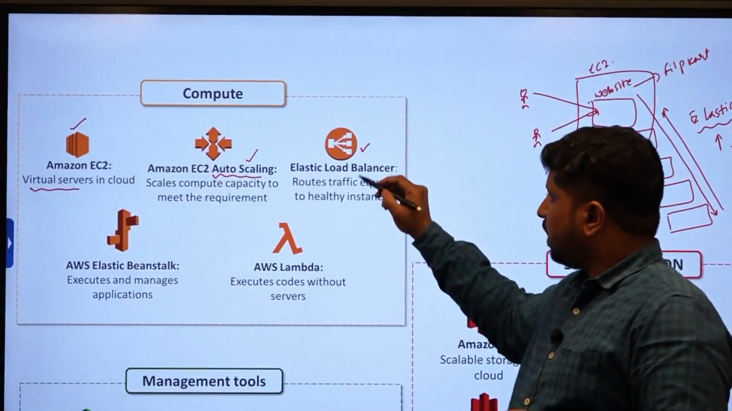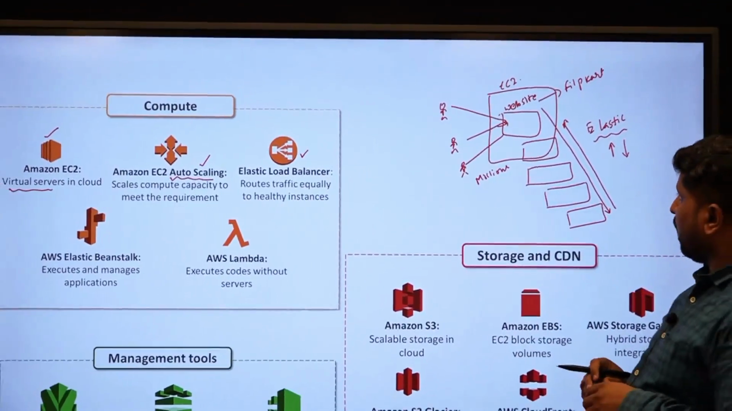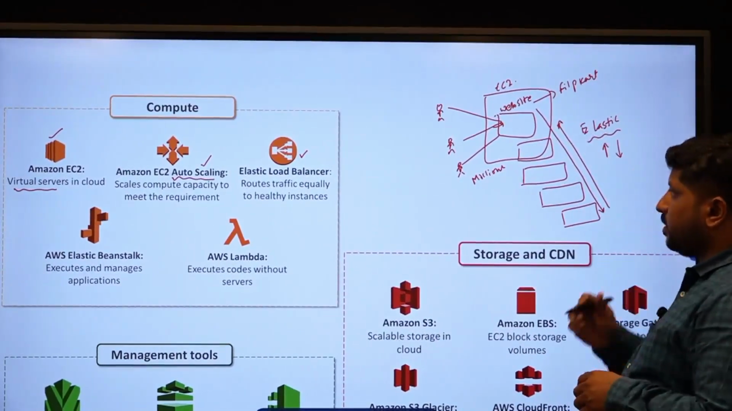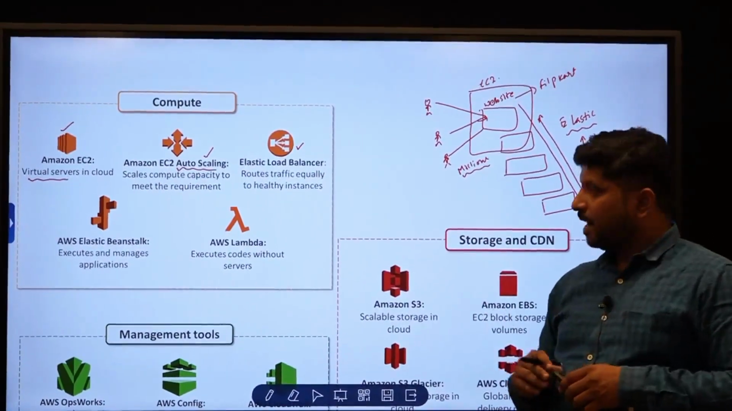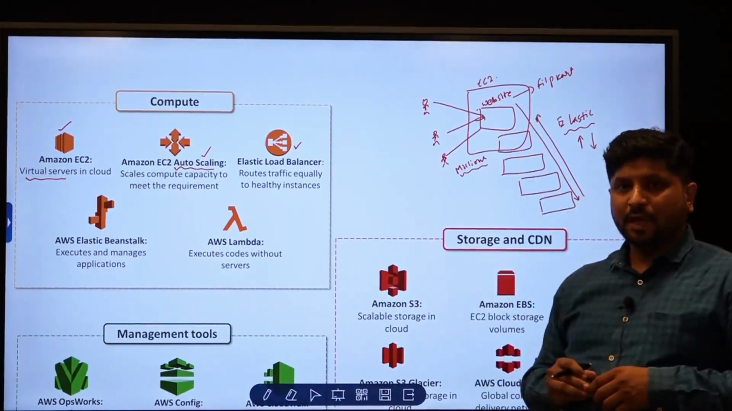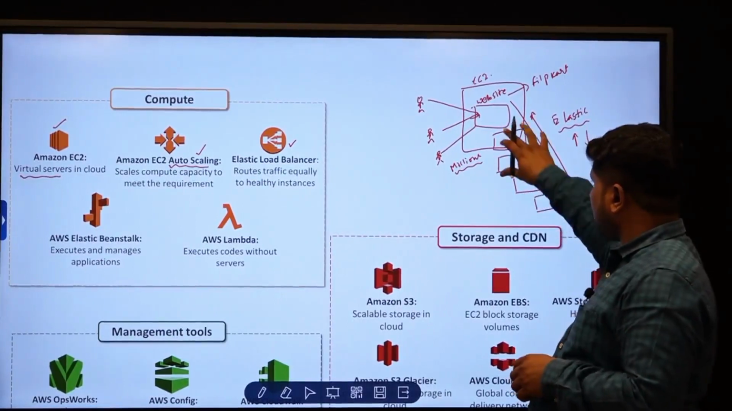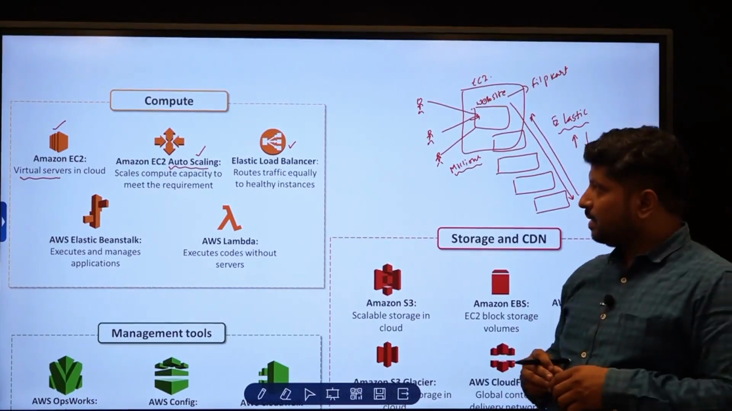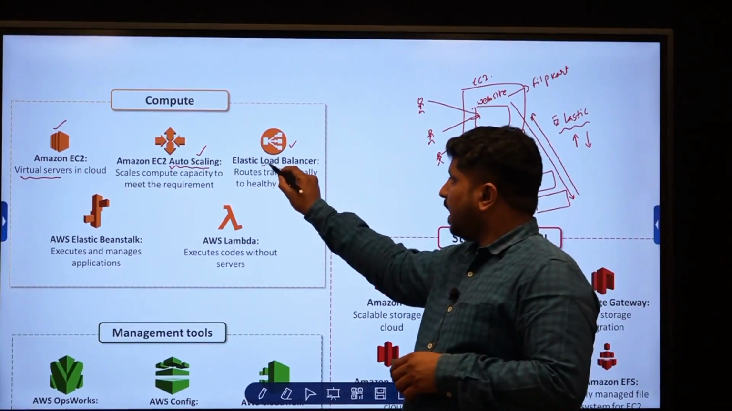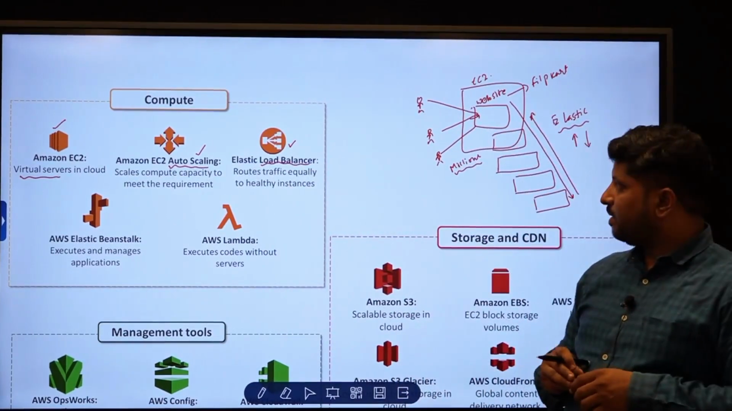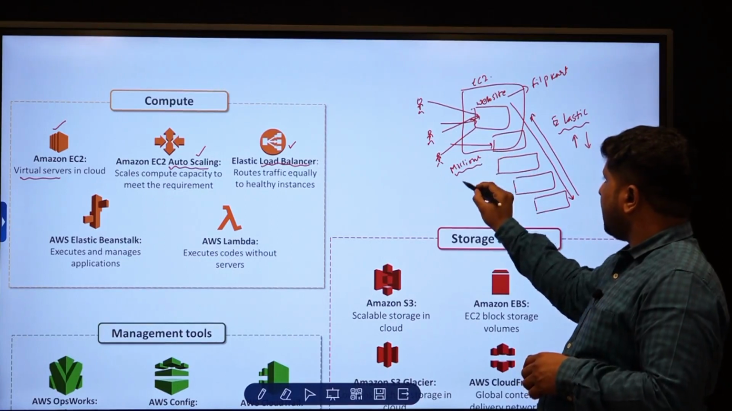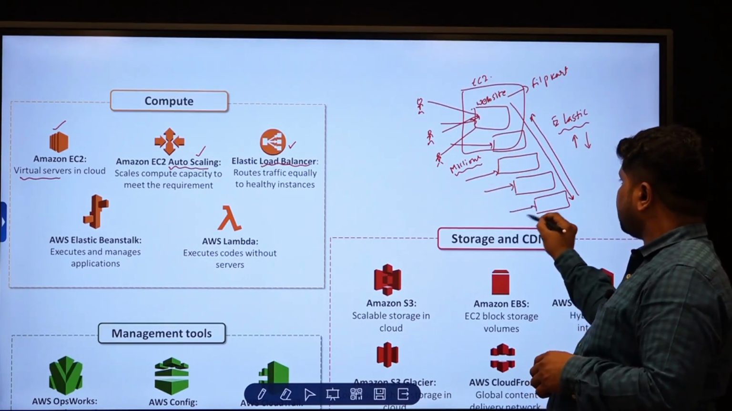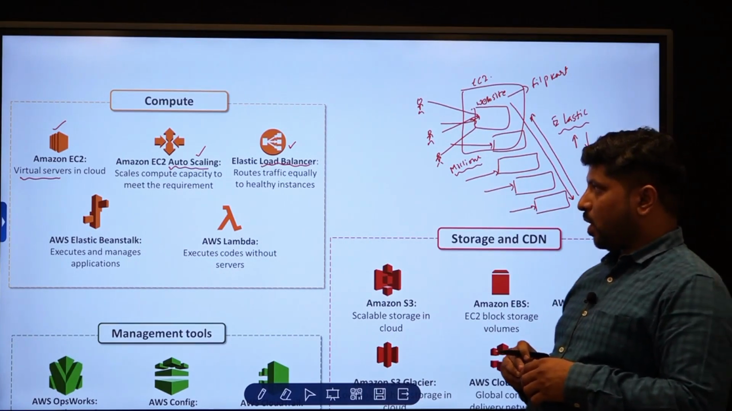Third one is elastic load balancer. When you are scaling up these many resources, when millions of requests hit this particular server, this should be balanced amongst all the servers. That is being done by elastic load balancer. What it does is it routes the traffic equally amongst all the servers which are being deployed.